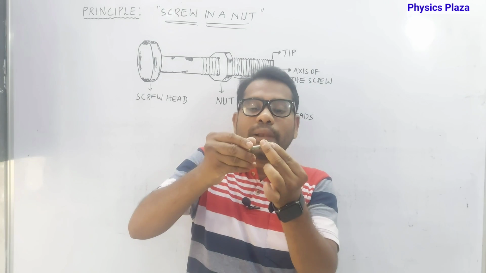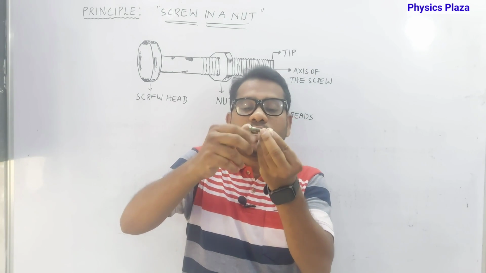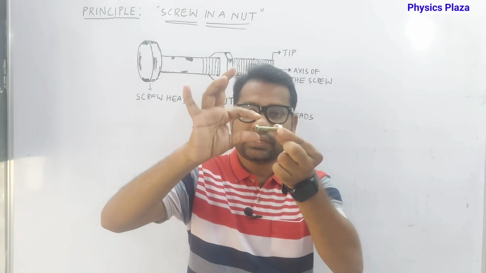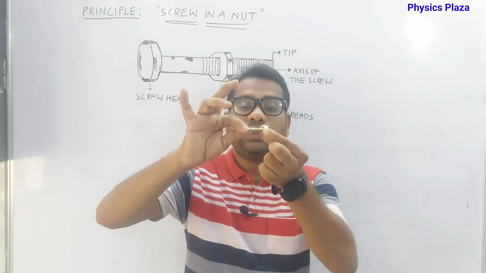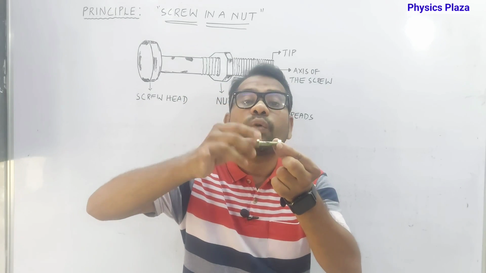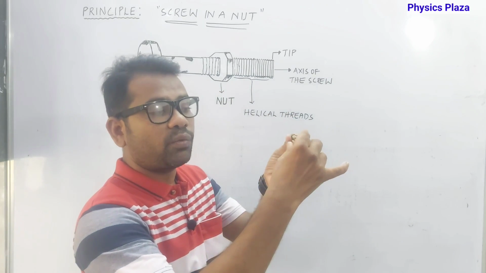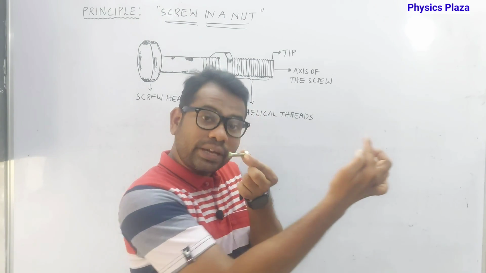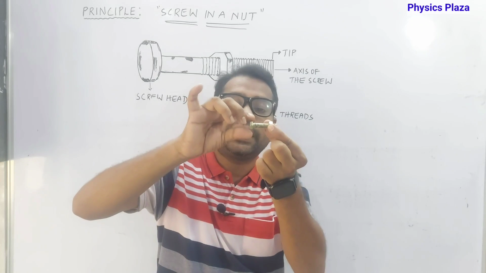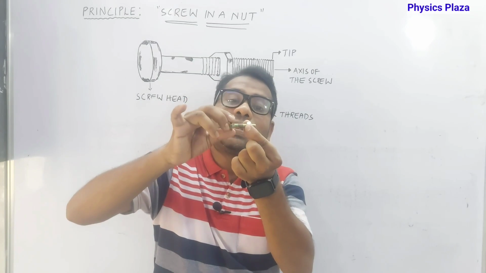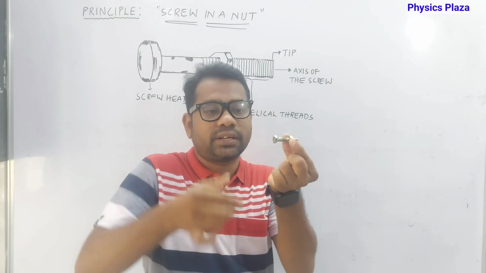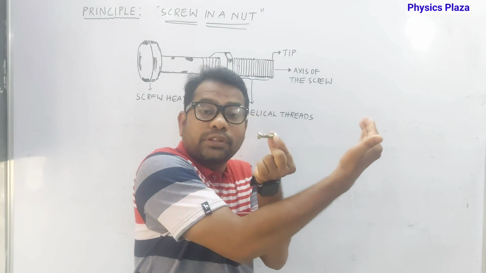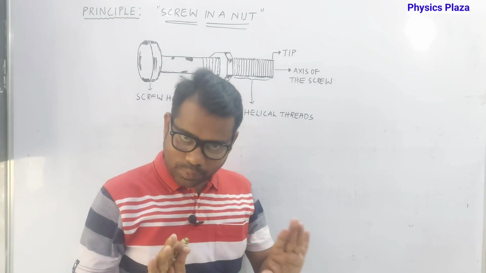This screw can be rotated. When you are rotating this head, children, these terms are very, very important. Look here, with my right hand I am holding the head of the screw. If I rotate it in a clockwise direction, the tip of the screw is advancing in a forward direction. If I rotate in an anti-clockwise direction, what will happen, children? The tip of the screw will come back. Hope I am clear, children.